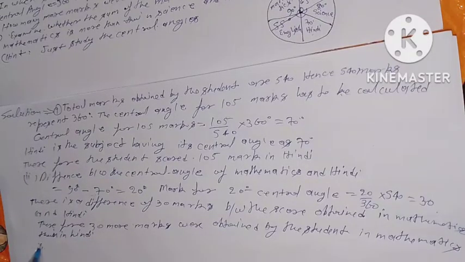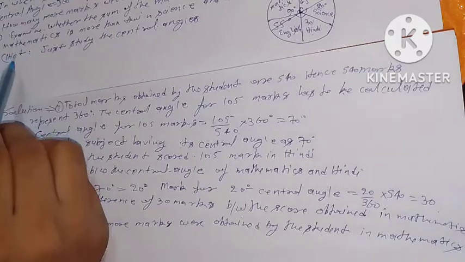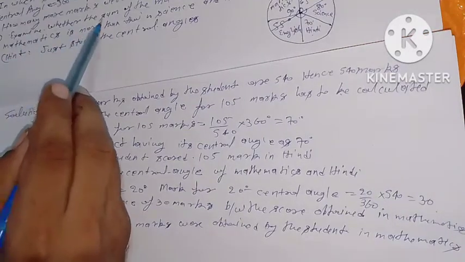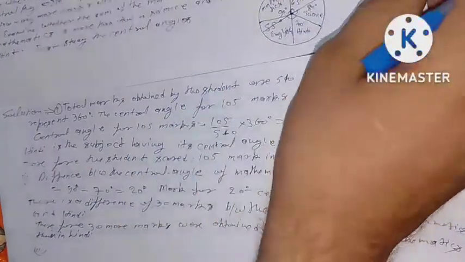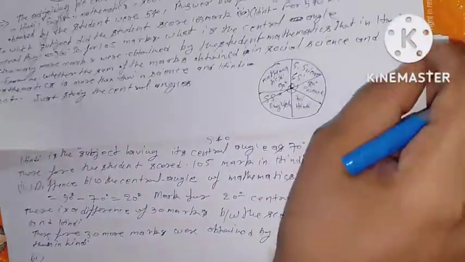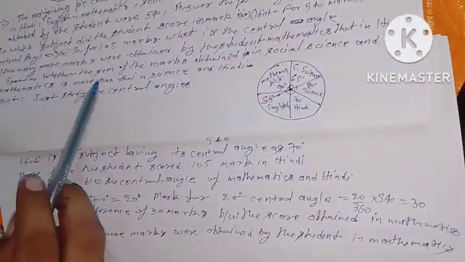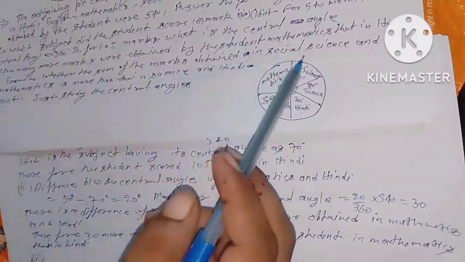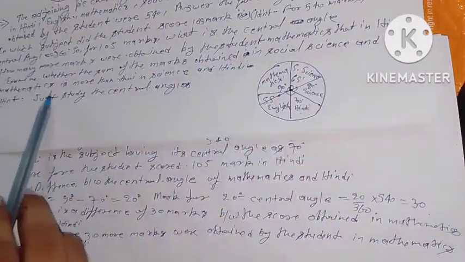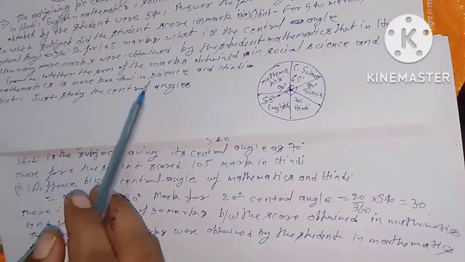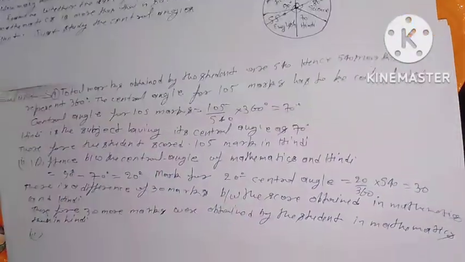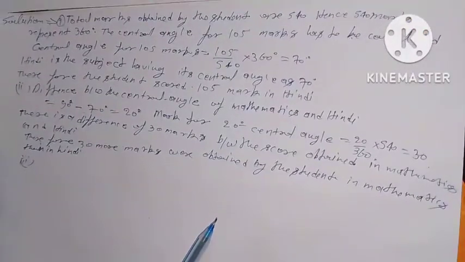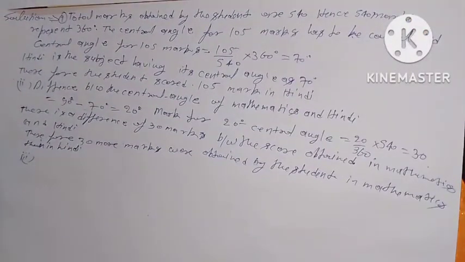Third question. Examine whether the sum of the marks obtained in social science and mathematics is more than in science and Hindi. Okay. Solution.